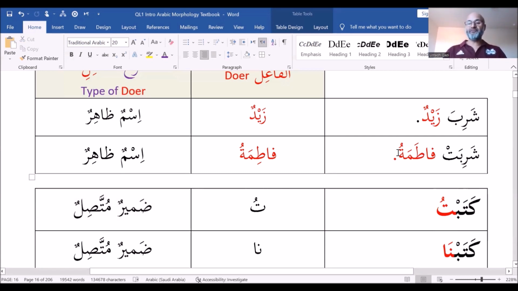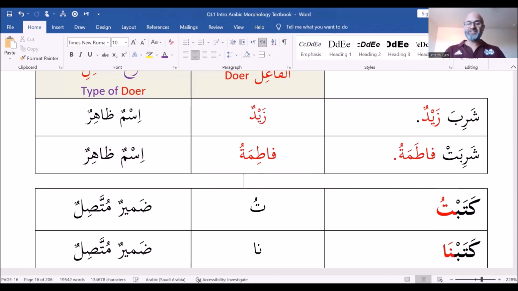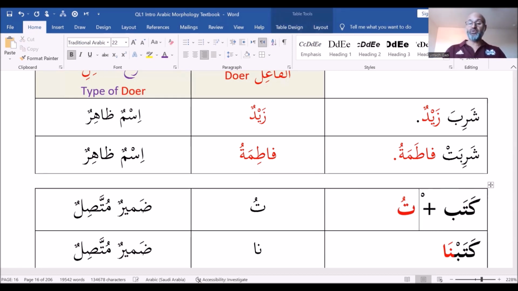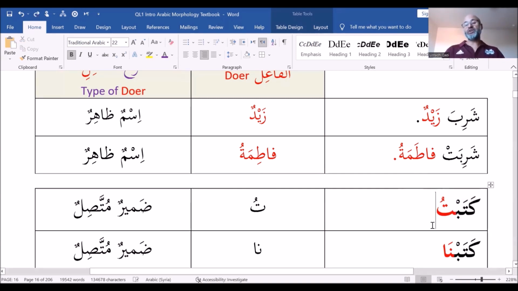So here the fa'il, doer, is not a connected pronoun. It's an ismun zahirun. It's a noun that is explicit, clear, mentioned afterwards. Whereas here, the fa'il is tu. So this katabtu looks like one word, but it's actually two words. Katab, tu. So katab is the fi'l, which is in black, and tu is the fa'il, which is in red.